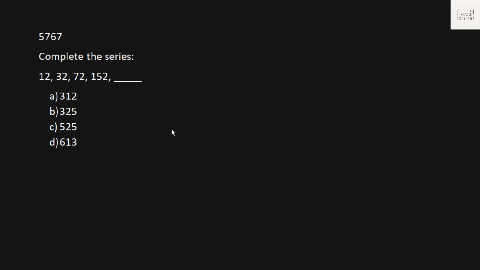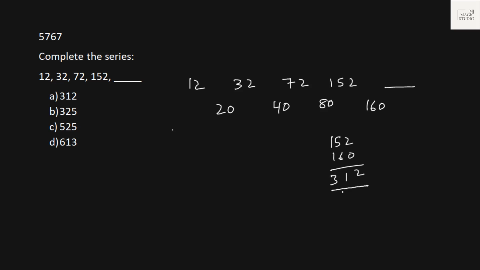Okay, one more number series, 12, 32, 72. Okay, as you write the numbers, you get the feel that you are getting the difference. The difference is 20, then 40, then 80. Then here the difference should be 160. 152 plus 160 is 312. That should be in place of this missing number. 312 we have in option A.